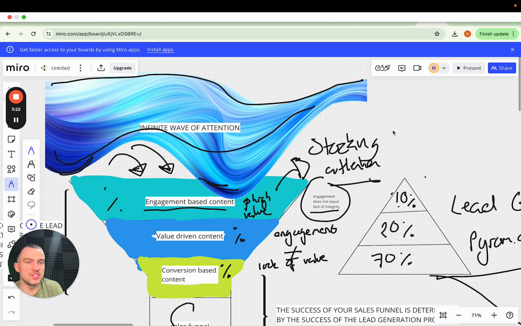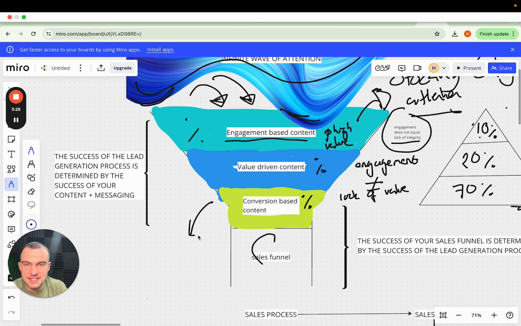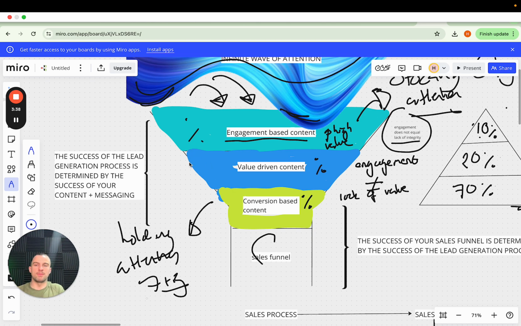Now, stacking attention is a six-figure skill set. Holding attention is a seven-figure skill set. If you can get attention, that's fantastic. You can peddle products and services, you can get brand deals, you can do all that. Yeah, we aren't interested in that. We are interested in bringing as high a percentage of followers through the funnel into our conversion-based content as possible, because we want to sell to people.